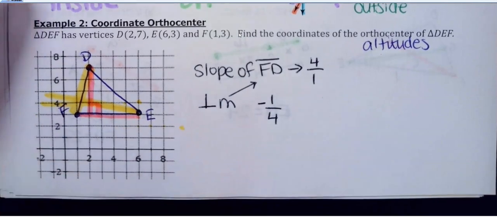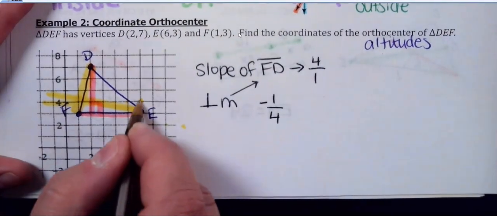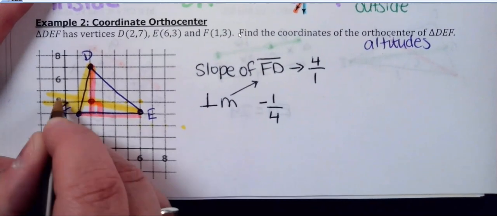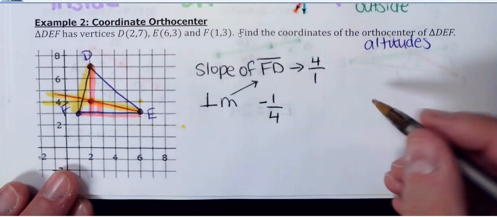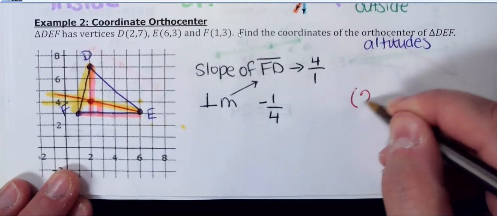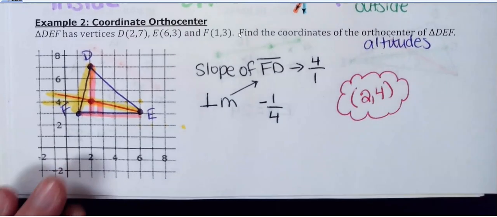It's kind of hard to see with my yellow marker. Let me grab a pen. So I went up 1 over 4. This is the point right here where they intersect. So where those altitudes intersect, that's your orthocenter for this question. It's going to be the point 2, 4.